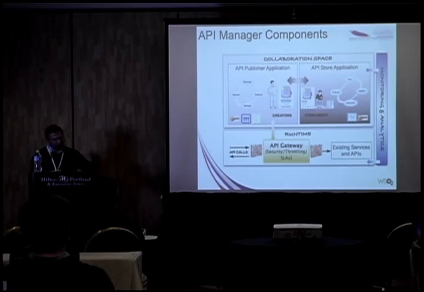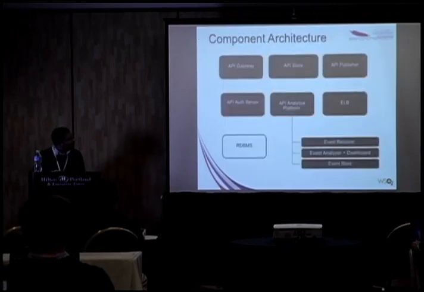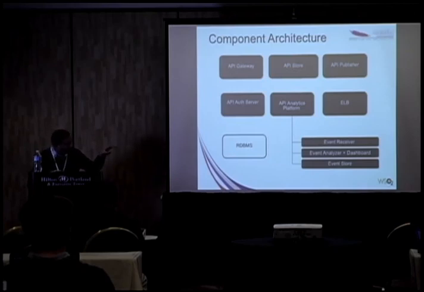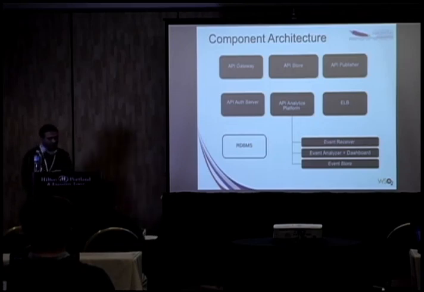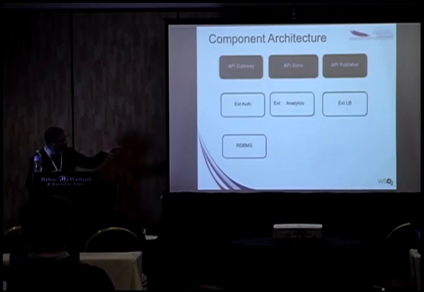So the solution that we build on top of the Apache components uses these components: a gateway, a store, a publisher, an OAuth server to handle OAuth, an analytical platform where we store all the API invocations, and a load balancer. The analytical platform is divided into multiple components: a receiver, an analyzer, and a store. A relational database comes into the picture as well, because the store is a NoSQL database, but most people like to deal with relational databases. So to store the summarized data, we introduce a relational database. But most of these components can be replaced if there's an existing OAuth server, analyzer, or load balancer. You can replace them as well.